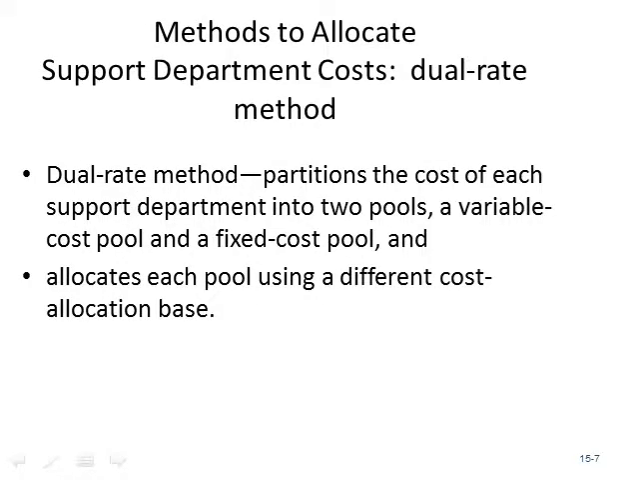The dual rate method partitions the cost of each support department into two pools, a variable cost pool and a fixed cost pool, and then it allocates each pool using a different cost allocation base. And so if we think about our human resource department example earlier, perhaps we would have a fixed cost associated with the facilities that human resources is housed in. So that's the fixed cost portion of the cost pool.